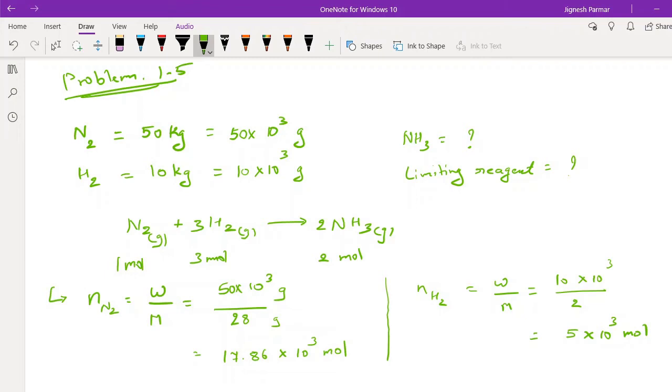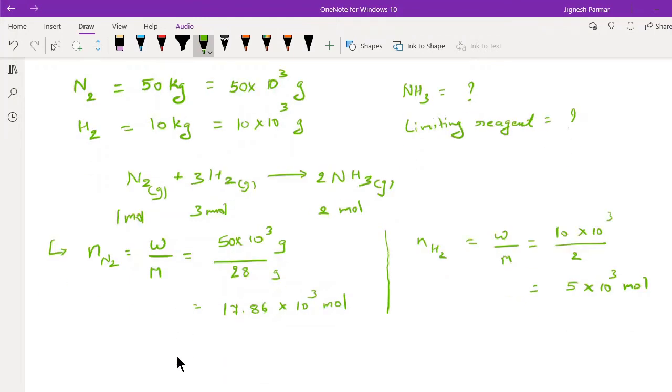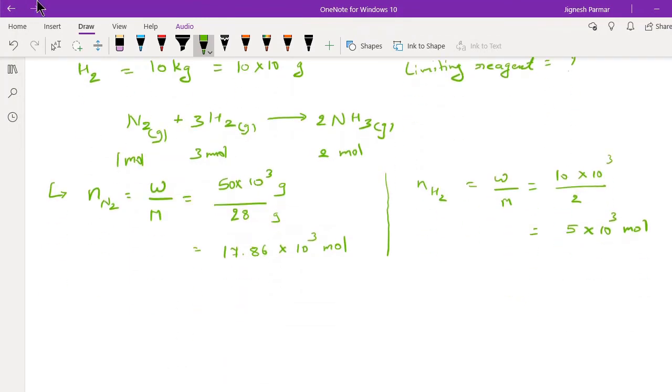So according to the above equation, what does it say? According to the equation, 1 mole of nitrogen requires 3 moles of hydrogen.